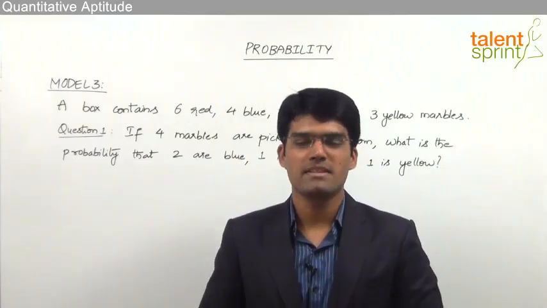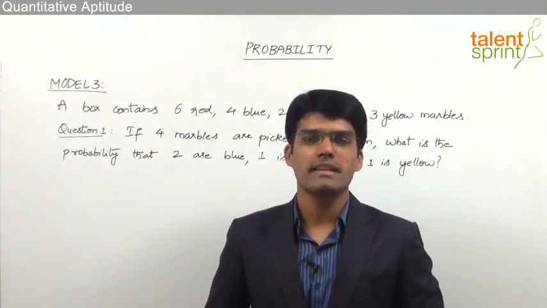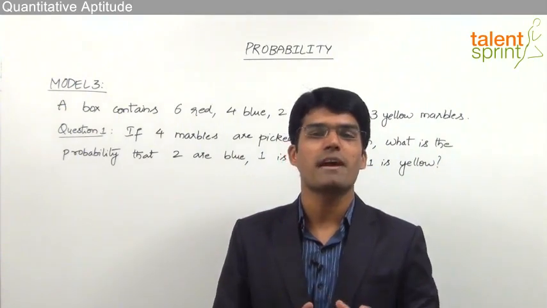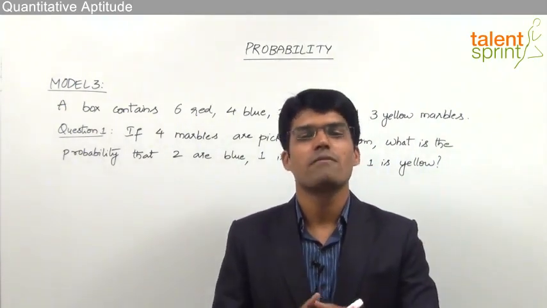In some bank exams, a 5 marks question is asked on probability where some data regarding a number of objects is given, followed by 5 different questions based on probability. So let's discuss an example of a 5 marks question.